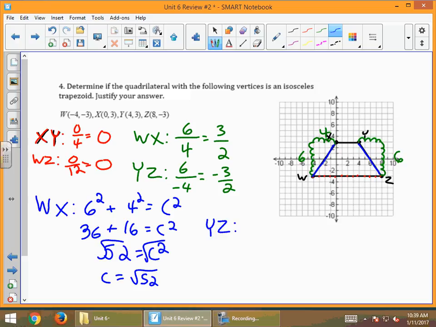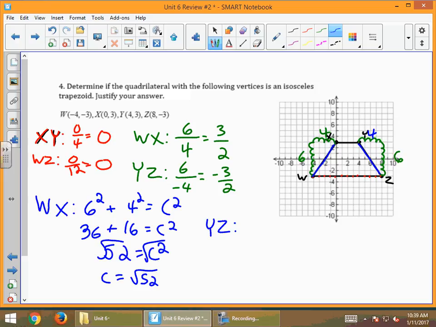What do you mean they're the same thing? Same numbers. I went up by 6 on the left side, I went up by 6 on the right side. I went over 4 on the right side, and I went over 4 on the left side. Yes, I know we went negative, but remember distance, it doesn't matter if it's negative or positive.